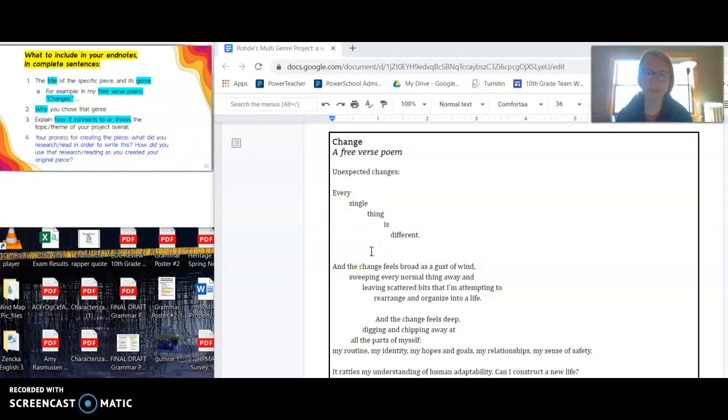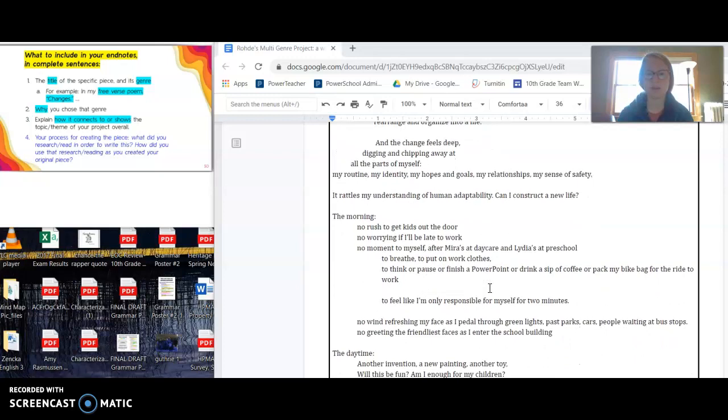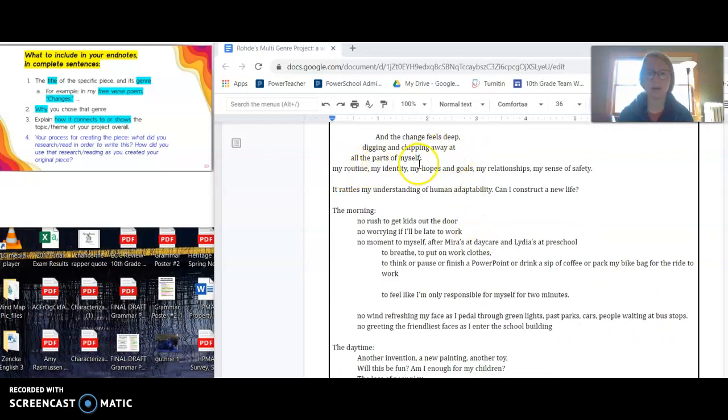Change, a free verse poem. Unexpected changes. Every single thing is different. And the change feels broad as a gust of wind, sweeping every normal thing away and leaving scattered bits that I'm attempting to rearrange and organize into a life. And the change feels deep, digging and chipping away at all parts of myself, my routine, my identity, my hopes and goals, my relationships, my sense of safety. It rattles my understanding of human adaptability. Can I construct a new life?